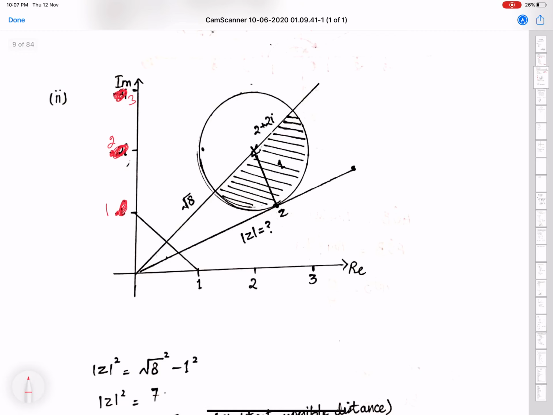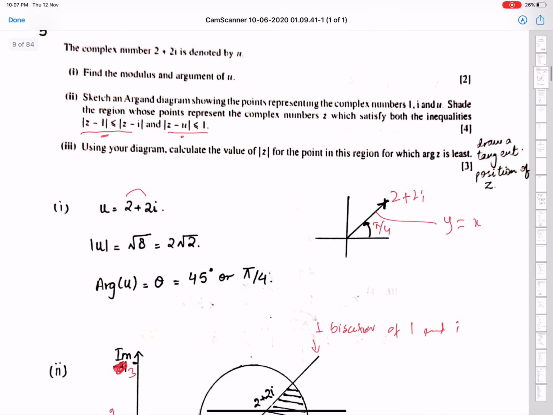Well, the bisector of 1 and i is this line. This is the perpendicular bisector of 1 and i. According to the first locus, you need to shade the side of 1 of the bisector, and according to this inequality, you have to shade inside the circle.